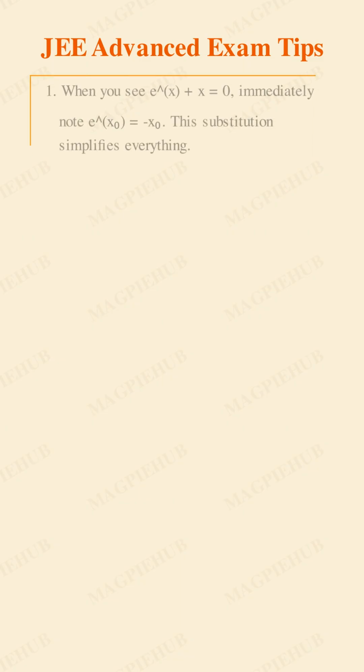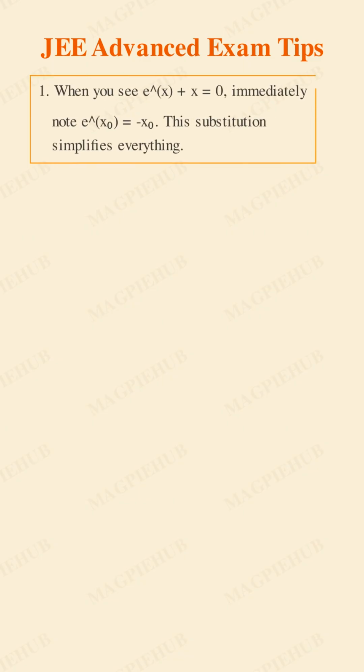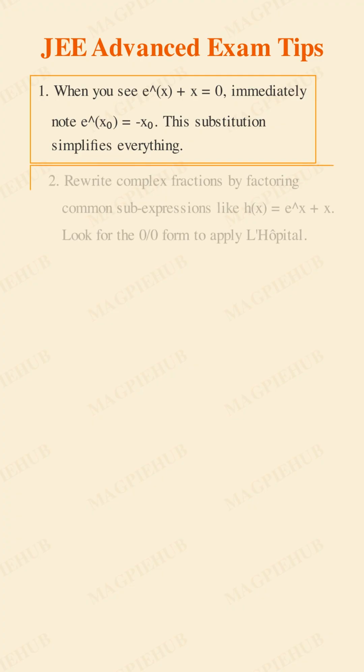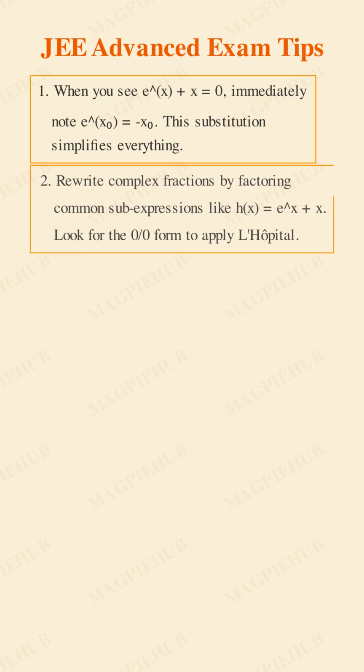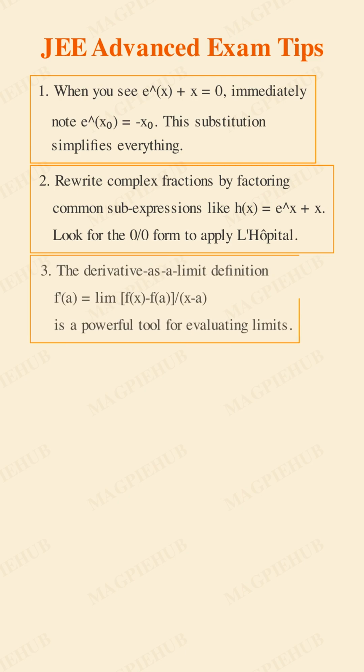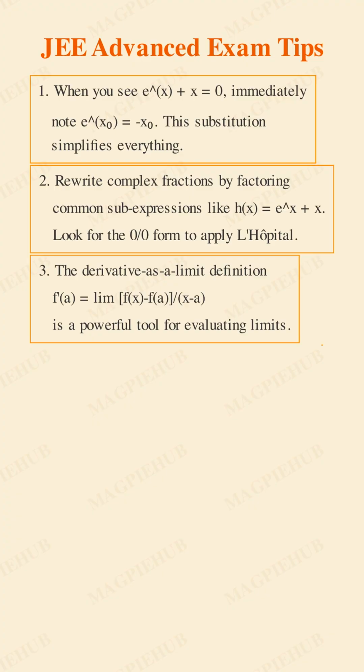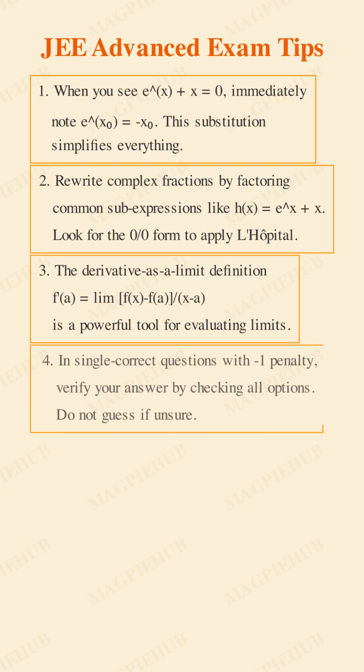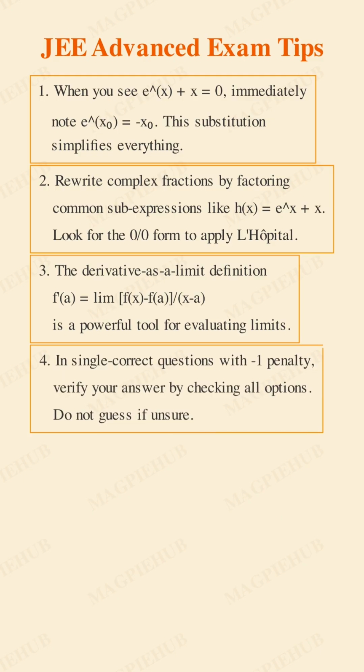Here are some important tips for JEE Advanced. Tip 1. When you encounter the equation e to the x plus x equals 0, immediately recognize that e to the x naught equals negative x naught. Tip 2. Always try to factor complex expressions and identify the 0 over 0 form for L'Hopital's rule. Tip 3. Remember that the derivative definition itself can evaluate many tricky limits. Tip 4. In single correct questions with negative marking, always verify by checking all 4 options.